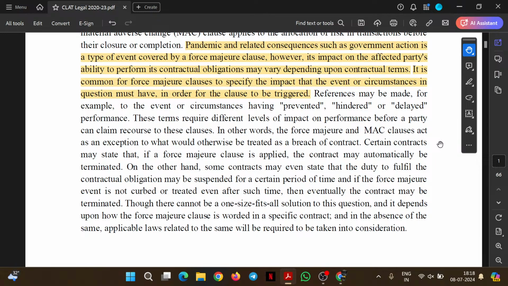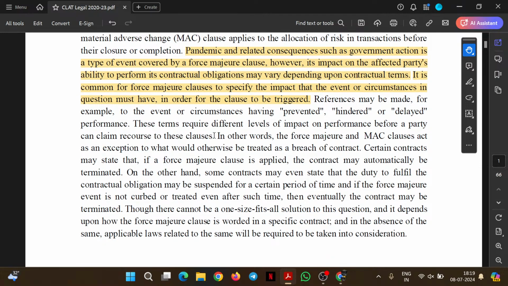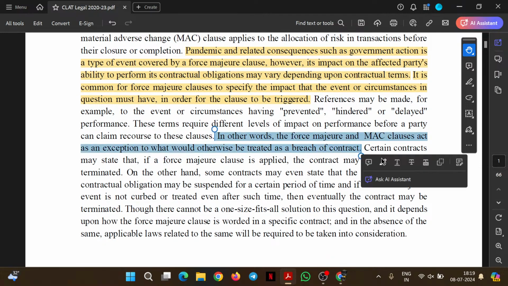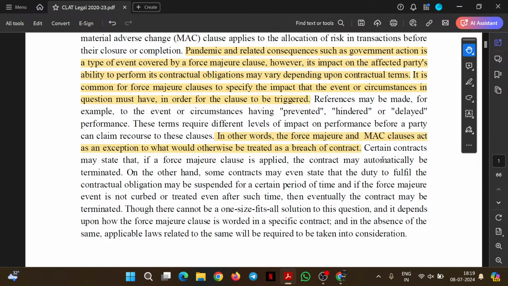Fair? In other words, the force majeure and MAC clauses act as an exception to what would otherwise be treated as a breach of contract, which is a basic definition. They are saying that if a force majeure clause or an MAC clause is not applied, and if the conditions are not of an exceptional nature, these clauses would basically act as a savior. They would save the parties from what would otherwise, if the conditions are normal, be called a breach of contract.